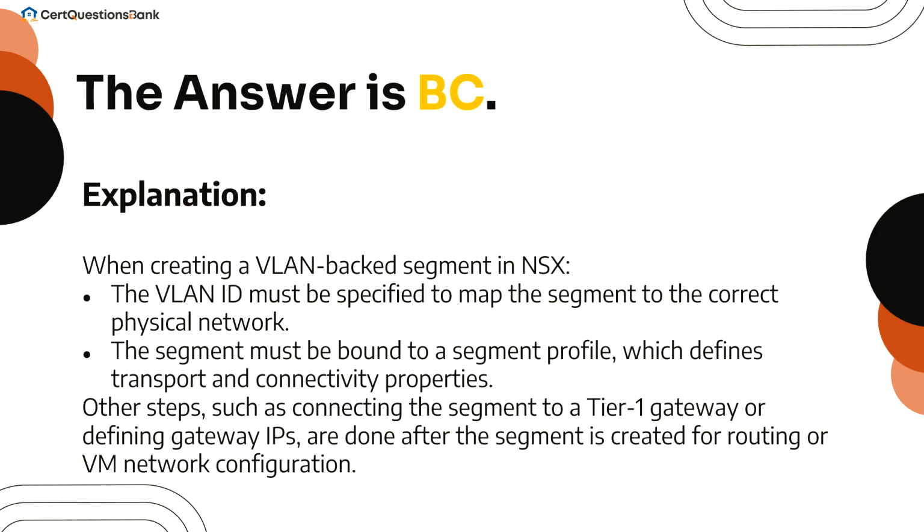When creating a VLAN-backed segment in NSX, the VLAN ID must be specified to map the segment to the correct physical network. The segment must be bound to a segment profile, which defines transport and connectivity properties. Other steps, such as connecting the segment to a Tier 1 gateway or defining gateway IPs, are done after the segment is created for routing or VM network configuration.